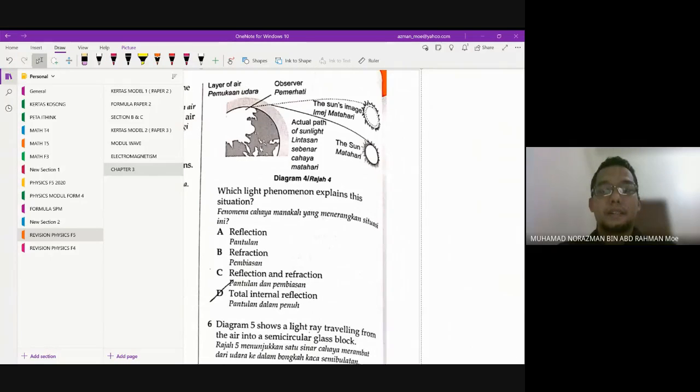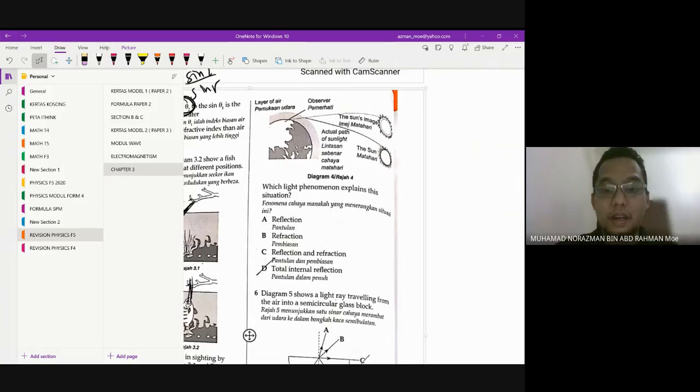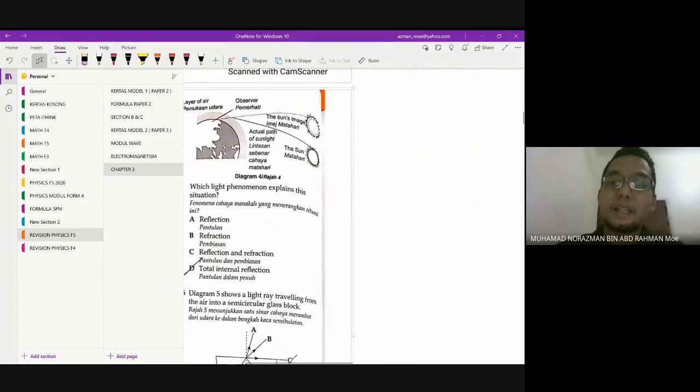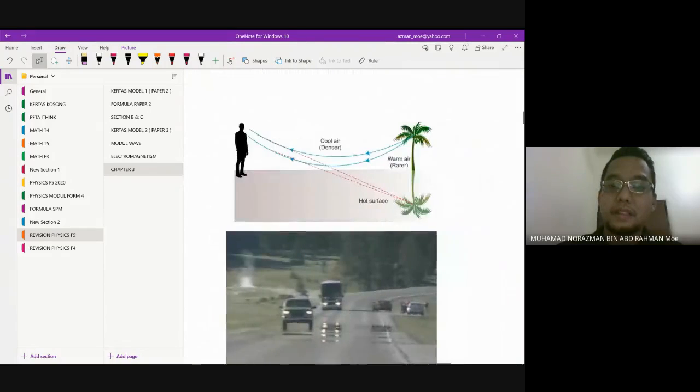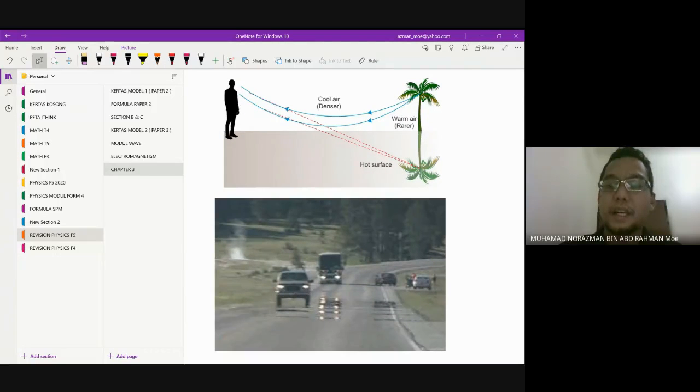Okay, apa dia? Reflection kan? Mana? Kebiasaan. This one. Okay. This case sama dengan case mirage. Ni mirage. Okay. Sama konsep dengan mirage. So, concept of mirage, total internal reflection.